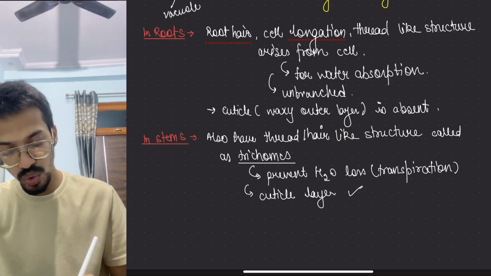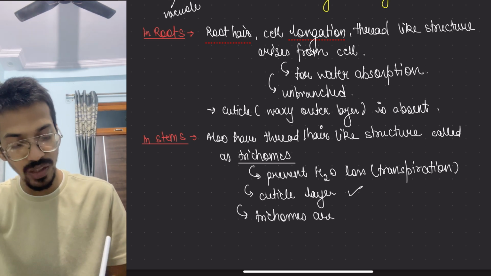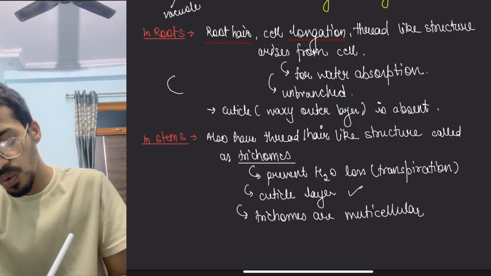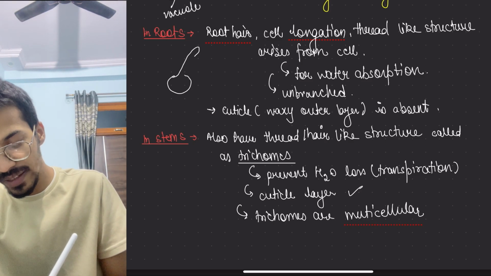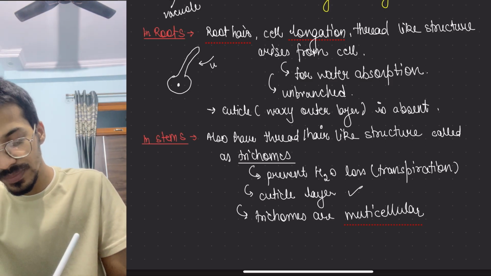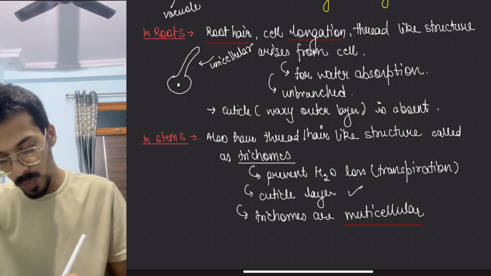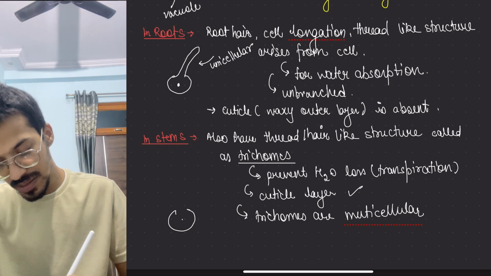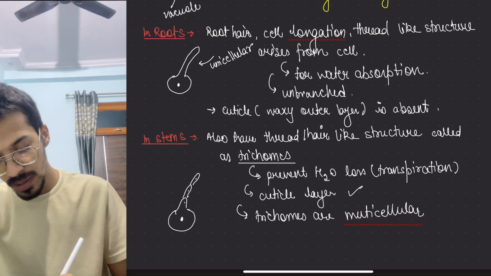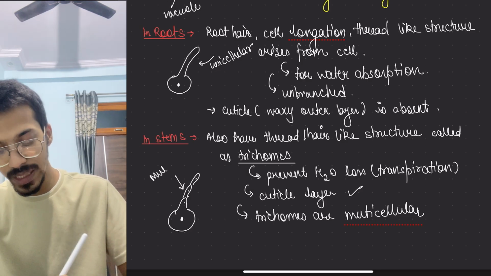Now these trichomes are multicellular. Earlier, this root hair here, if this is one cell, it is arising from this only. So it is unicellular. But over here, if this is the stem cell, it might be like this. So this is multicellular. This is also a trichome only, but it is made up of multiple cells.